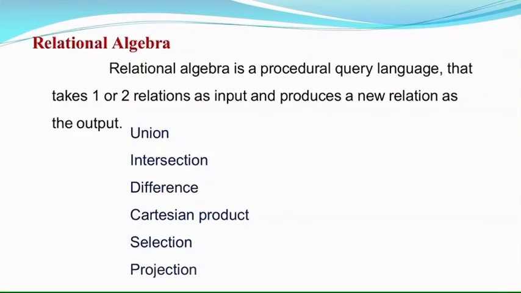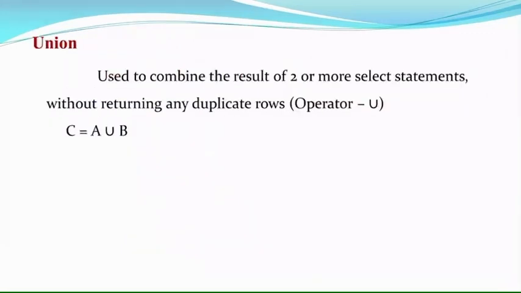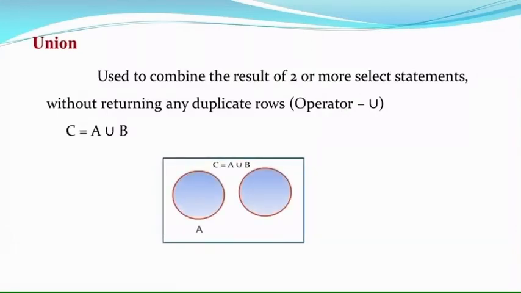Now we can check first union. Union is used to combine the result of two or more select statements without returning any duplicate rows. That is C equal to A union B. Here A and B are two relations. Then the resultant relation C consists of same columns as that of A or B. Let's understand what is meant by this.